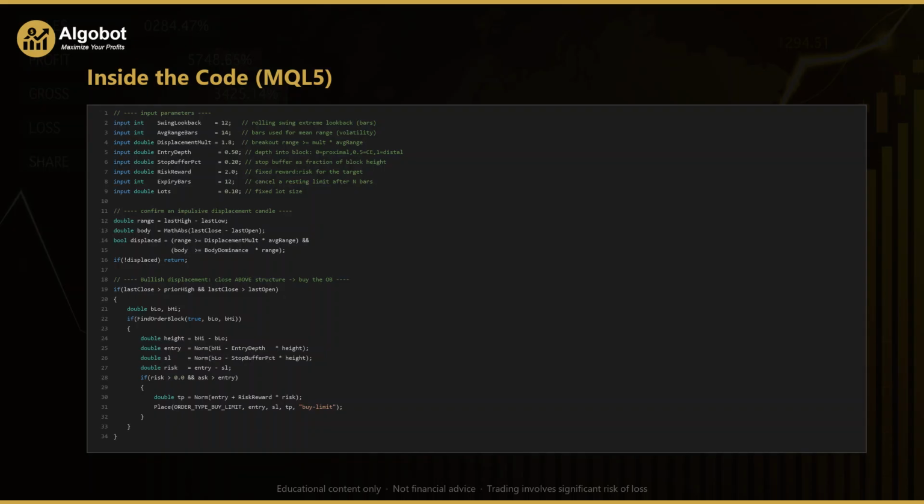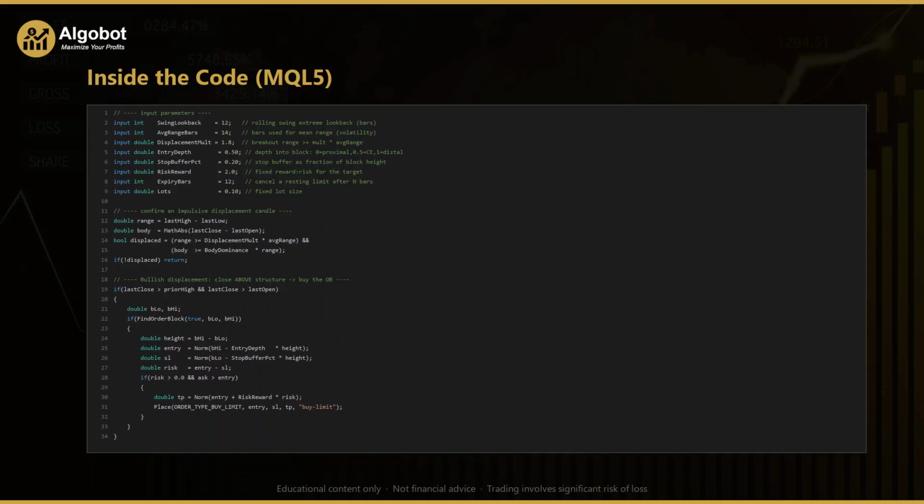Now the signal logic. The code first measures the range and the body of the just closed candle. The displaced flag is true only when that range exceeds the displacement multiple times the average range, and the body covers at least half the candle. If it is not displaced, the function simply returns and does nothing.